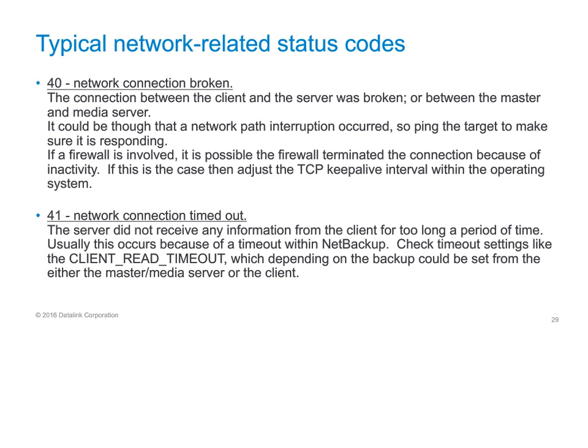Status 40, network connection broken. The connection between the client and the server was broken, or between the master and the media server. It could be that something happened again to the road, to the network path. Maybe there was an accident in the road, to use that analogy. So pinging the target to make sure that the path still exists is a typical method of troubleshooting a status 40. It might be good for the others as well.